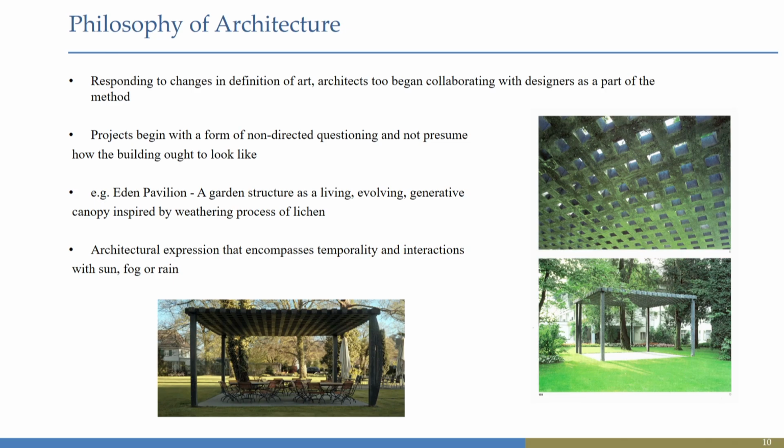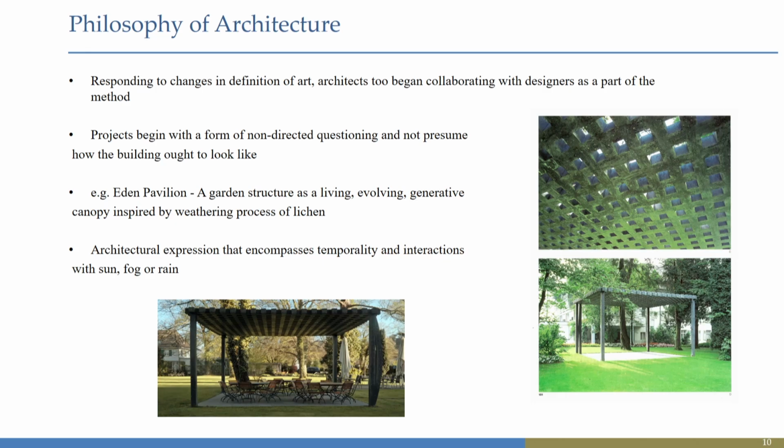So, the projects begin with a form of non-directed questioning, which means that straight away the architect will not say that this is how the building will look like. He will say, let us see, if this is our objective, how can we create a building. So, they do not start with a fixed end result, they start with indirect questioning. So, what is inspiring us, or do we make a generative structure, or do we make a fixed structure, and so on. And while doing it, they do not presume how the building ought to look. Right in the beginning, they will not say this is how the building should look like.